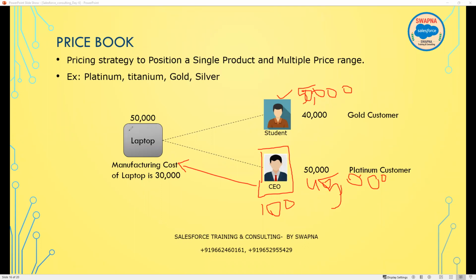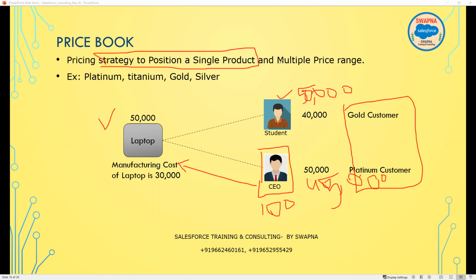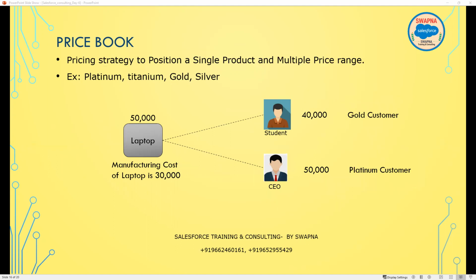All this depends on the store person, who has to handle it smartly based on the customer. So it is the price book that is going to decide it here. The strategy is to position a single product with multiple price ranges. Now take notes of it. Tomorrow we will see what a price book is and how to create a price book. We have seen today what a price book is. Tomorrow we will see how to create a price book. Take notes of it.